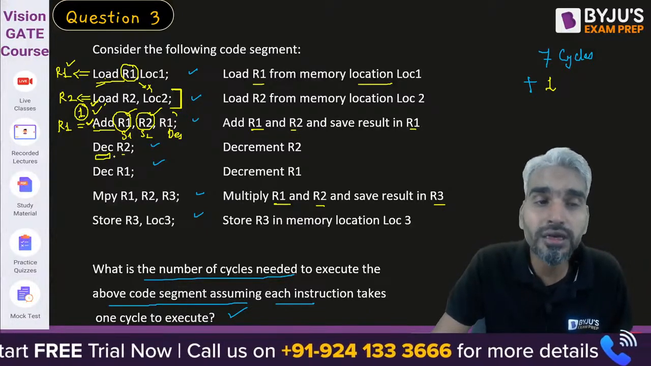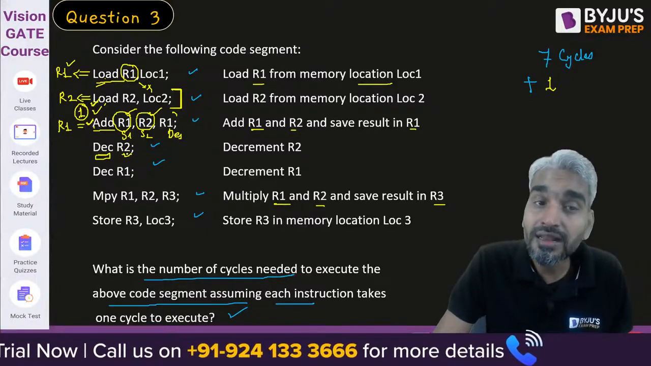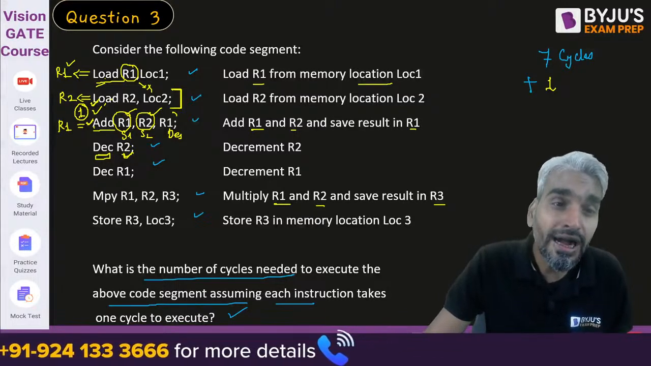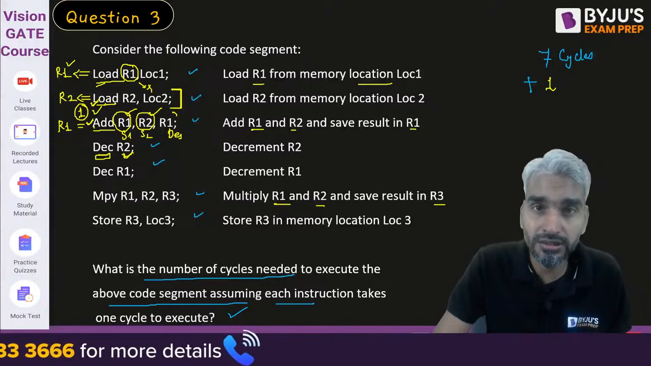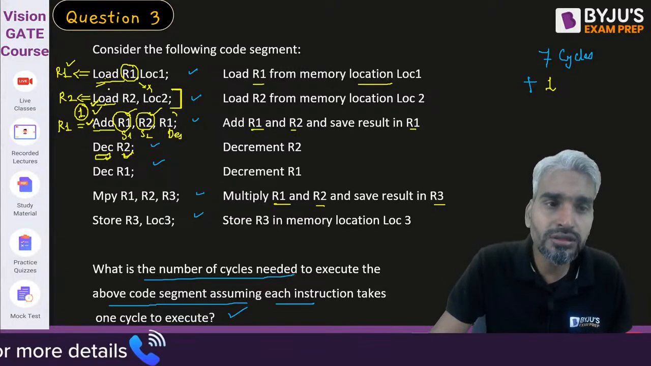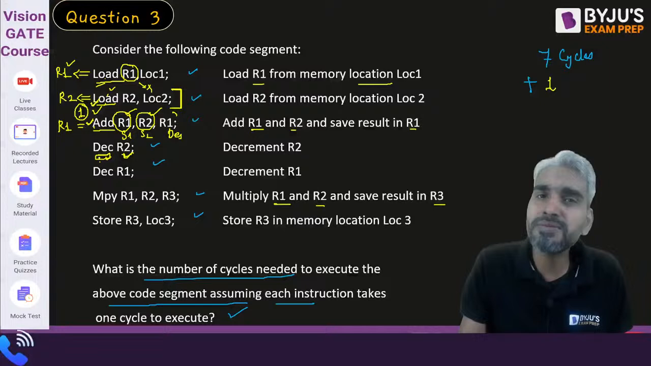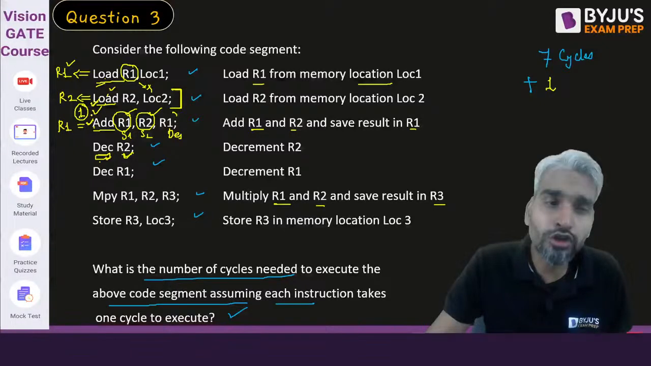It is trying to decrement the value of R2, which means it is using R2. R2 is produced by this load instruction. So this is ALU, this is load. Between load and ALU, there must be a delay of 1 cycle. That is already there; we have already included that.